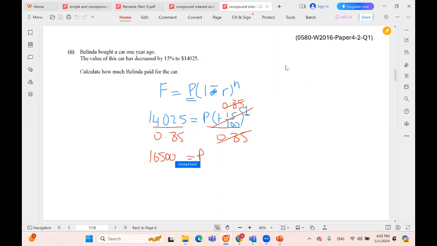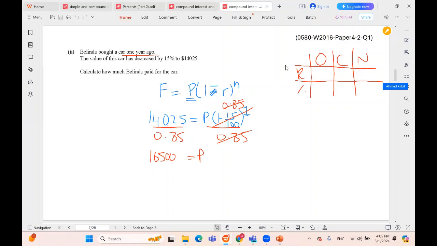Now, only because here it is 1 year ago, we can actually use OCN to solve this as well. So OCN R and percent. So old percent is 100. We want the old value, the original value. The new value is 14025. It decreased by 15, so this is 85.